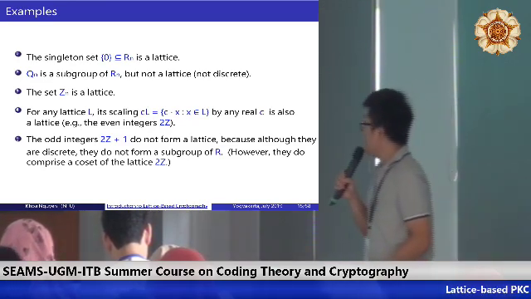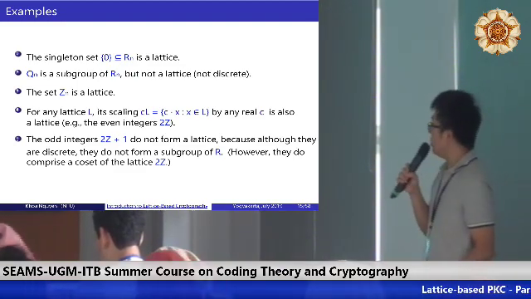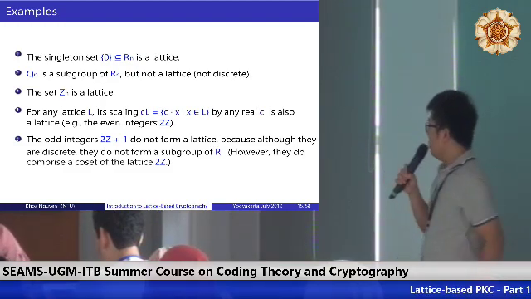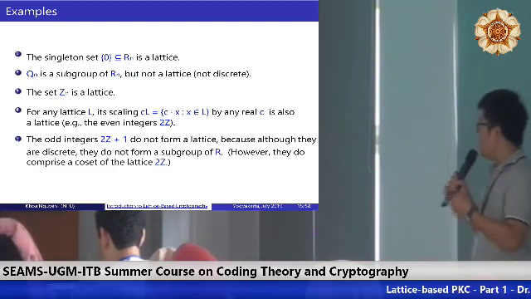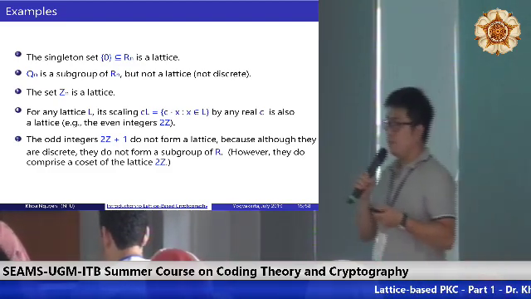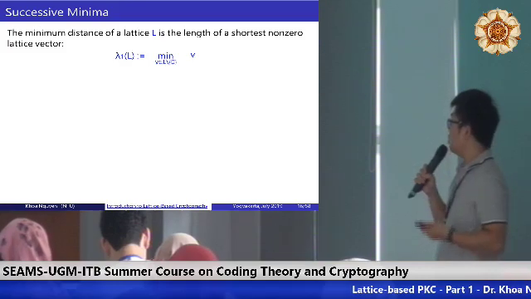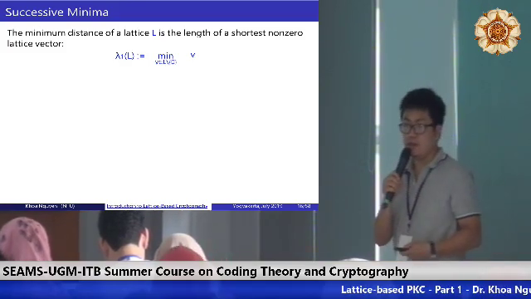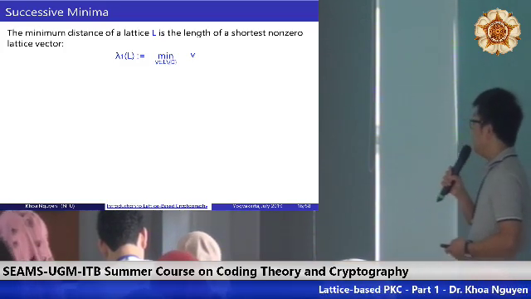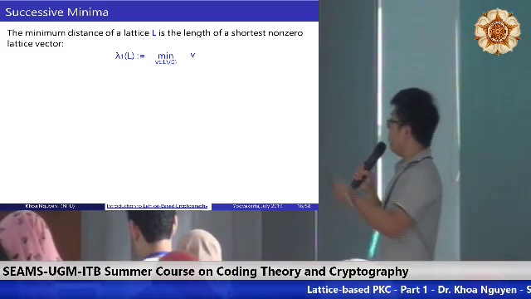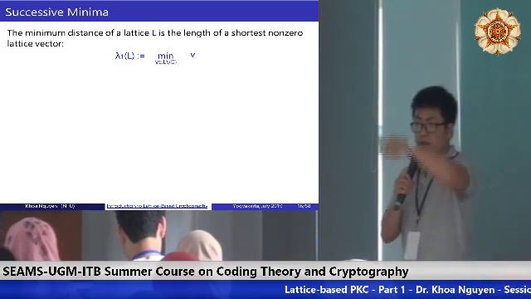Okay, so now let us go to the basic definitions in lattices. One of the concepts is what we call the successive minima. For any lattice, we can define the minimum distance. It is essentially the length of the shortest non-zero vector in the lattice. So lambda_1 of L is the minimum of the norm of v, where v is a non-zero lattice vector. We can always define that because we work with a discrete set.